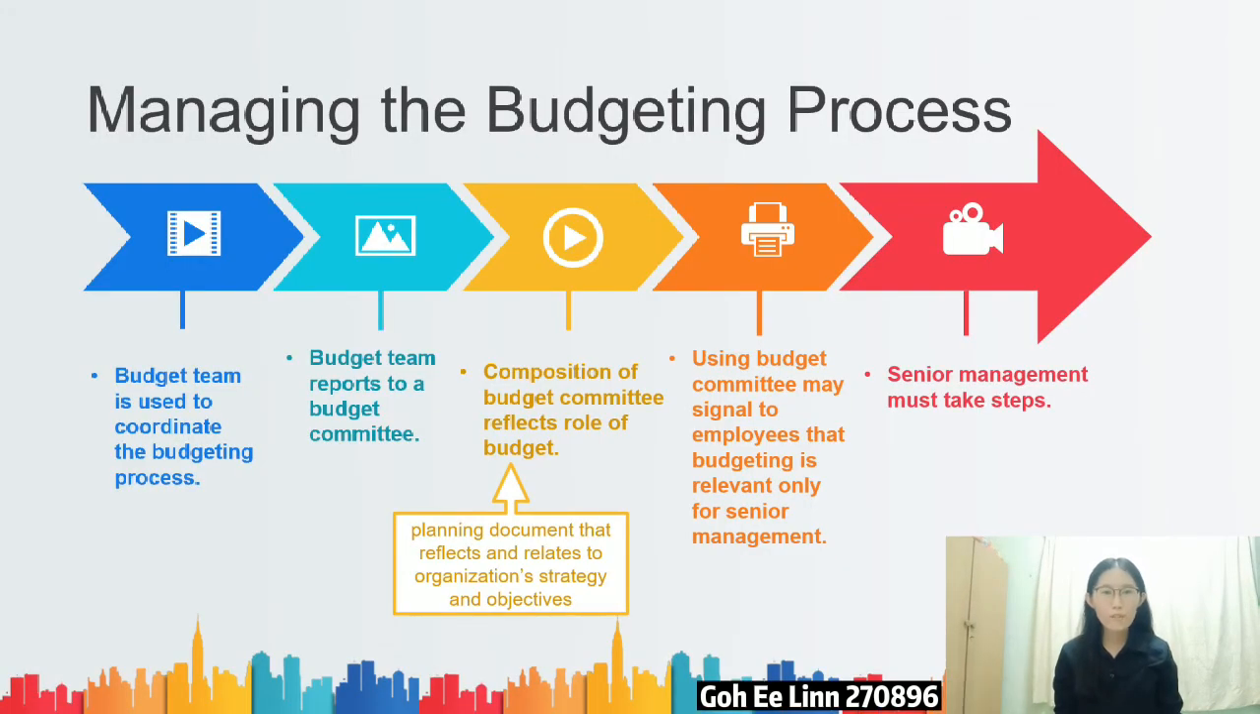Next, I would like to explain some simple ideas on managing the budgeting process. Nowadays, many organizations use a budget team, which is headed by the organization's budget director or the controller, in order to coordinate the budgeting process. The budget team usually reports to a budget committee, which generally includes the Chief Executive Officer (CEO), the Chief Operating Officer (COO), and the Senior Executive Vice Presidents.